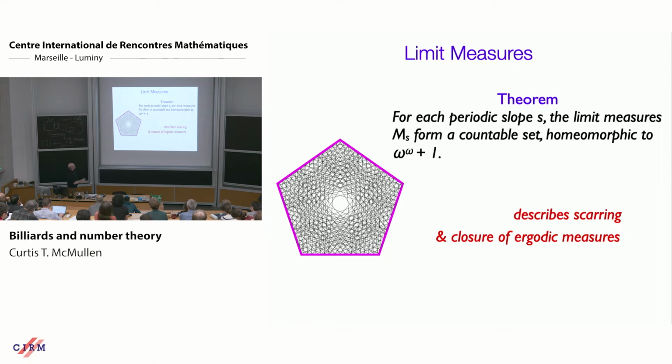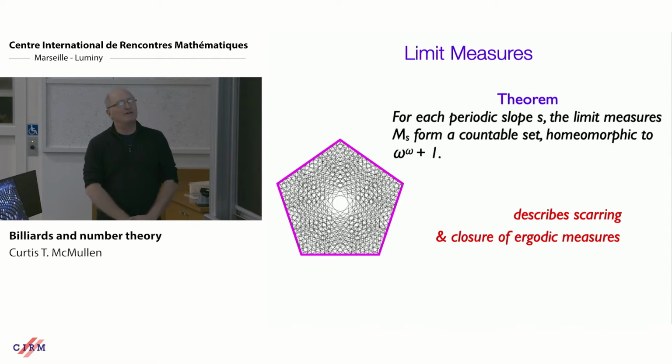So in the course of proving this theorem, one gets a description of what's called scarring in the business. Scarring is the failure of these trajectories to be uniformly distributed. And it also gives a description of the closure of the ergodic measures for the billiard flow.